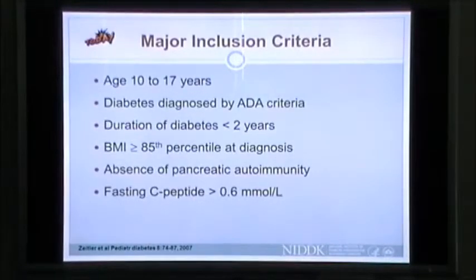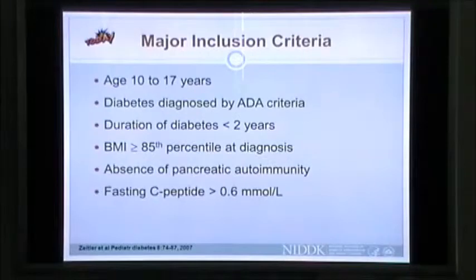These were kids who were 10 to 17 years of age. They had to have rigorous diagnosis of diabetes by ADA criteria. This was all adjudicated. Duration of diabetes had to be less than 2 years. As I'll show you, it was substantially less than that. BMI had to be greater than the 85th percentile of diagnosis. That was not a problem.